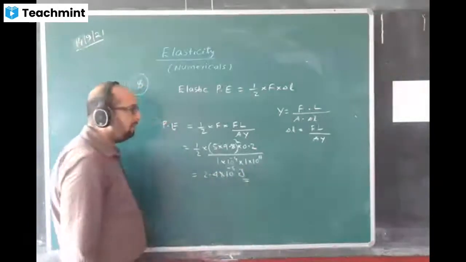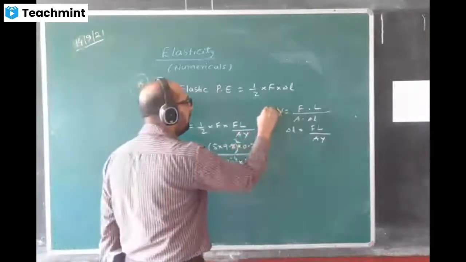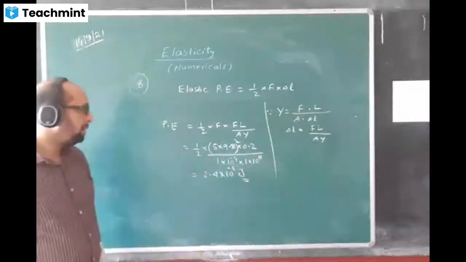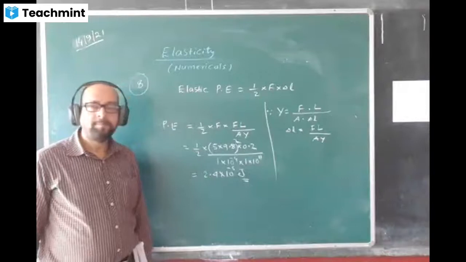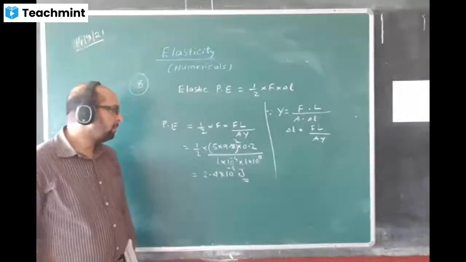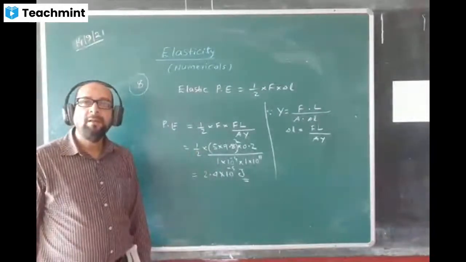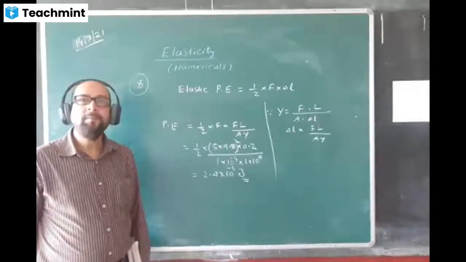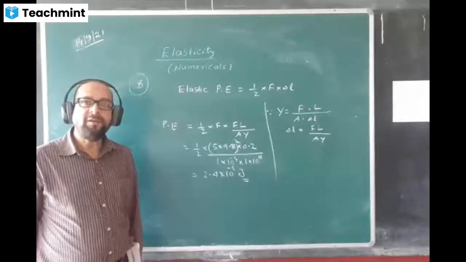Please check. Check your answer. This is the answer coming, 2.4 into 10 to the minus 5 joule. Please verify and see whether the answer is correct or not. Verified.